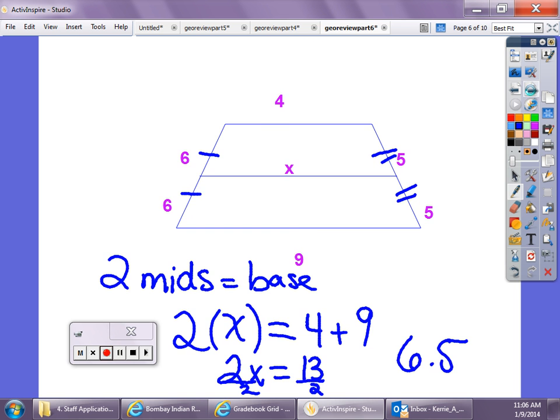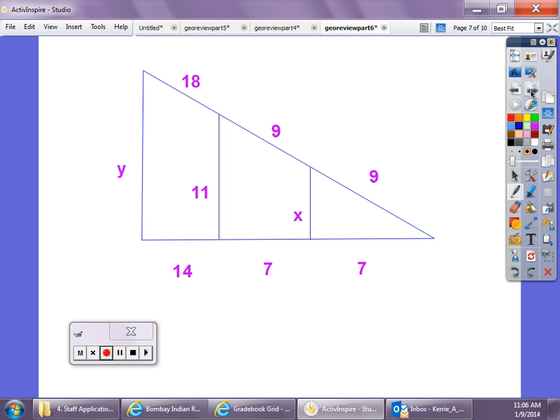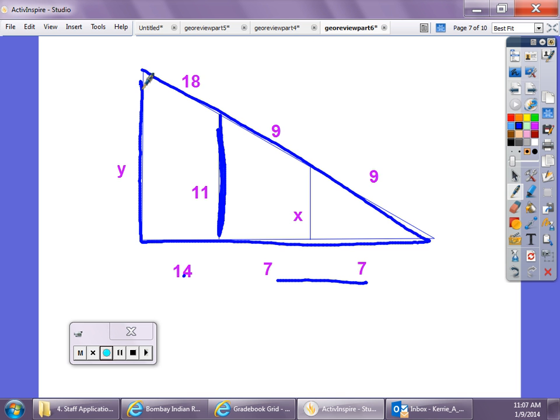All right. So, because these two add up to 14 and this is 14, this is the middle of this big triangle. So if this is 11, okay, remember, 2 mids equal a base.